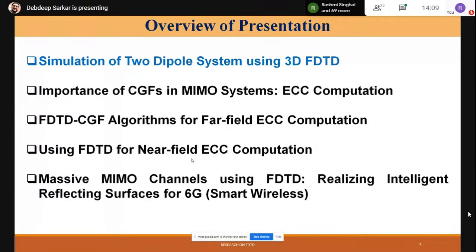And after that, I will show how we can use this same 3D FDTD framework to lay insight into certain intelligent reflecting surfaces. This concept is coming up, and it is a promising thing for the 6th generation, or as people say, the smart wireless environment, which will reduce the power consumption and reduce the requirement of active relays and stuff like that. There has been significant research on this topic. So I will show how we actually used this FDTD to solve this problem.